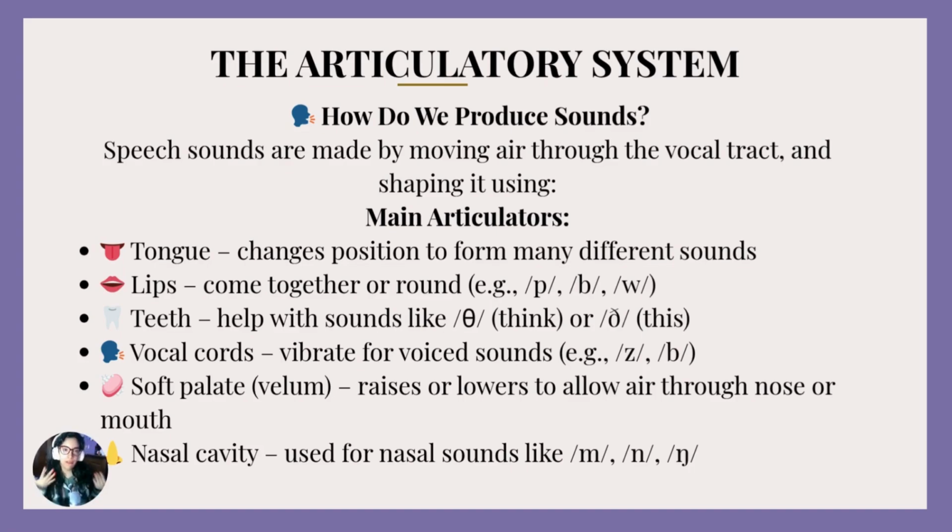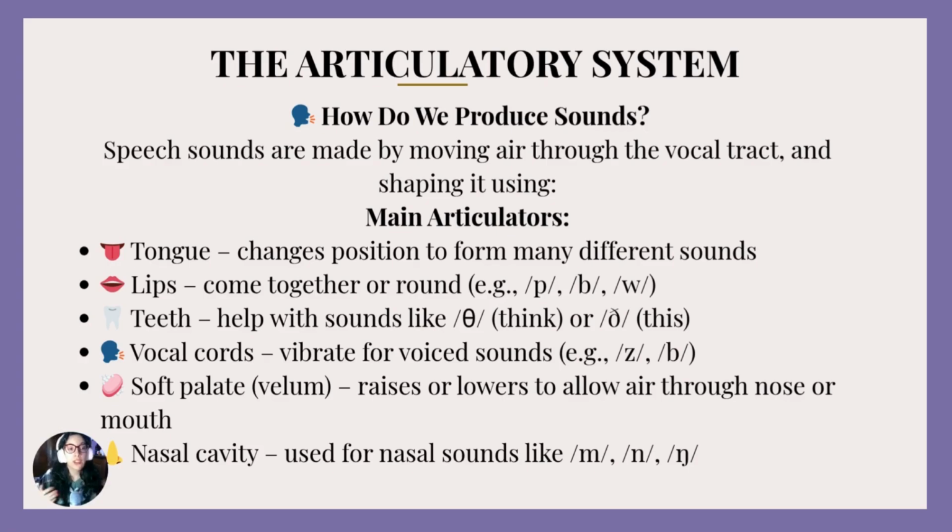We also use our vocal cords, which are essential to speech, because the vocal cords vibrate when we produce some sounds, not all of them, just a few of them. For example, when we say zoo, the vocal cords come together and they produce the vibration.